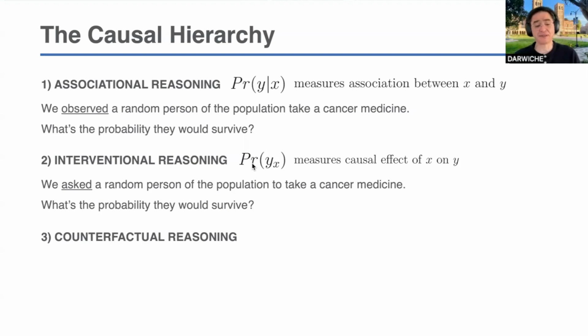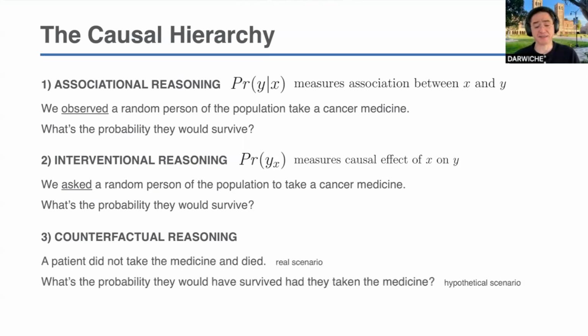In counterfactual reasoning, things get even more interesting. And a classical or prototypical question or probability is the following. A patient did not take the medicine and died. What's the probability they would have survived had they taken the medicine? There are two scenarios, a real one and a hypothetical one. The notation for this query looks like this. I observed this. This is the real scenario, did not take the medicine, and they did not survive. And now I'm asking, what is the probability they would survive had they taken the medicine? So these are basically the classical notations for these three types of reasoning.